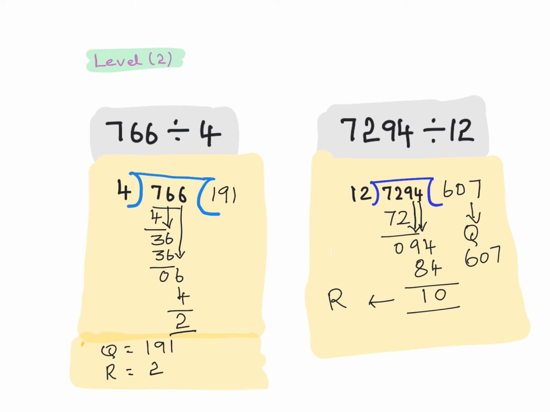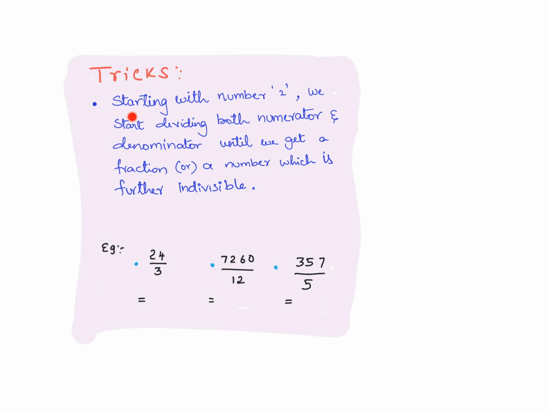This type of divisions we can do one more alternate method also we can do. The tricks I will explain you now. Starting with number 2, we start dividing both the numerator and denominator until we get a fraction or a number which is further indivisible. Example 24 divided by 3. So 24 is the dividend, 3 is the divisor. So here we will see how can we solve this problem using numerator as well as denominator. 24 is the numerator value, 3 is the denominator value as you know before.